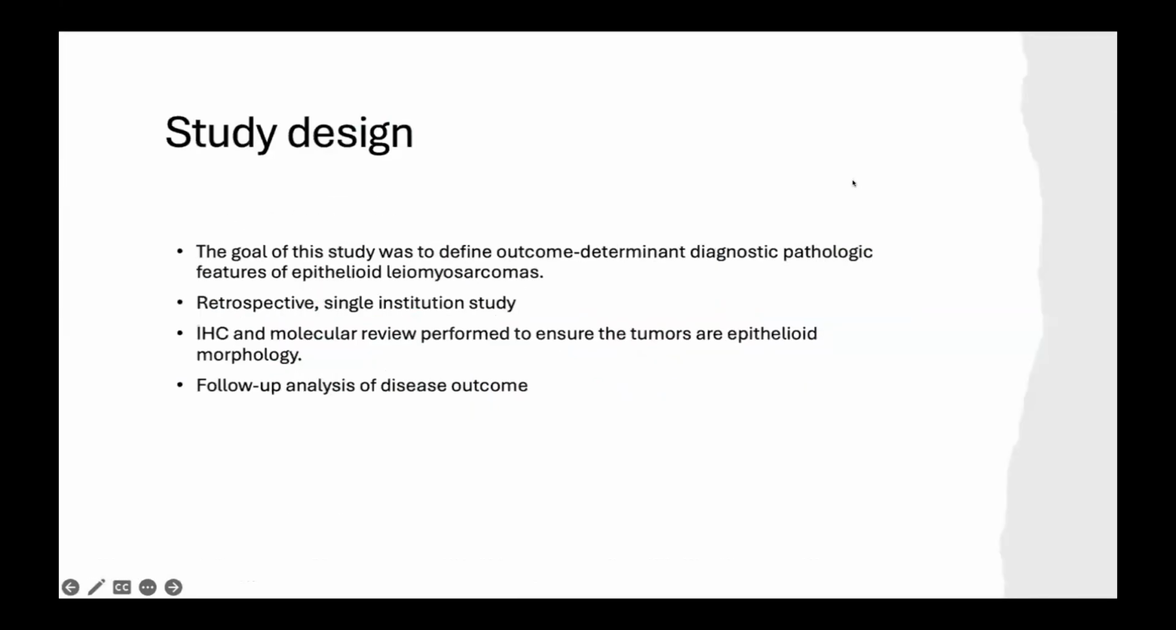Starting with the study design, the goal of the study was to define outcome-determinate diagnostic pathological features of epithelioid leiomyosarcomas. The goal was to do a retrospective single institutional study, use some IHC and molecular review to ensure that the tumors are epithelioid morphology, and then perform a follow-up analysis of disease outcome. Now, the biggest point of this study was the first bullet point on this slide. The IHC and molecular review didn't really contribute too much to this paper, so I'm not going to go into great detail on that.